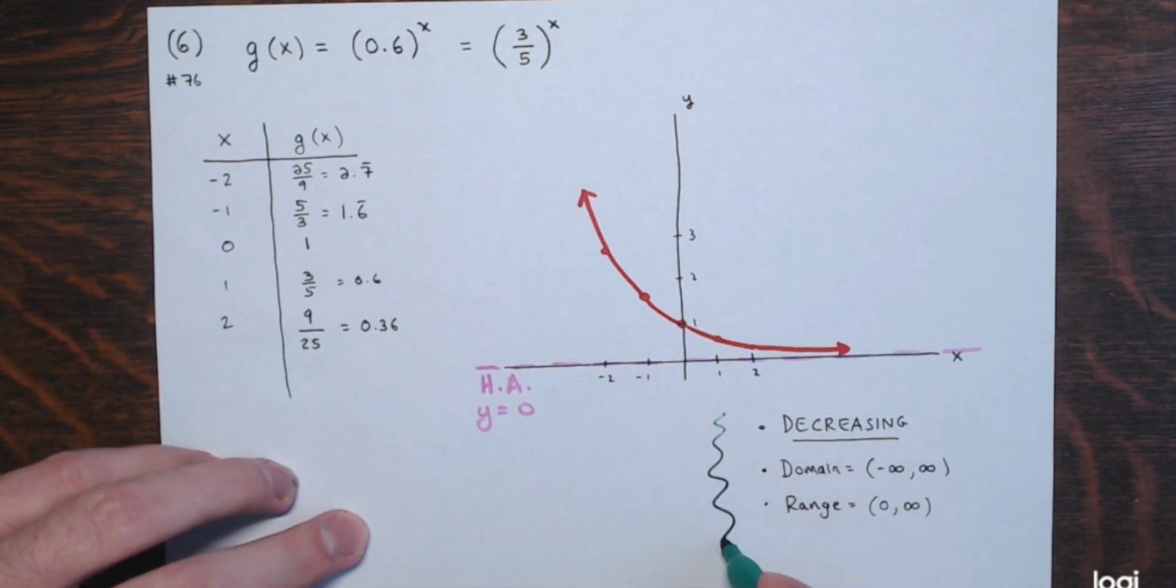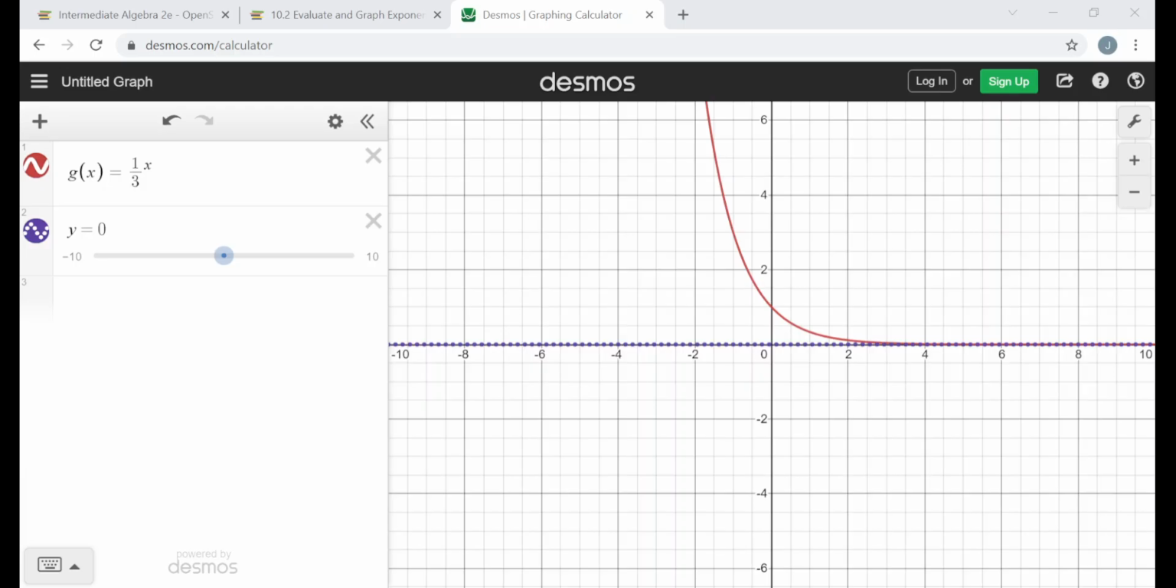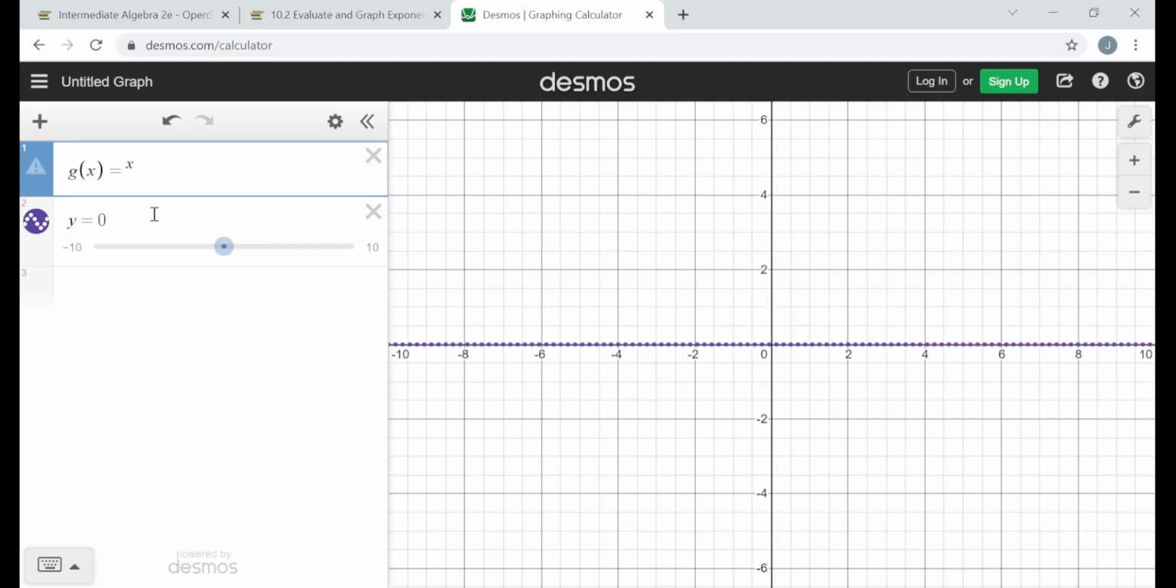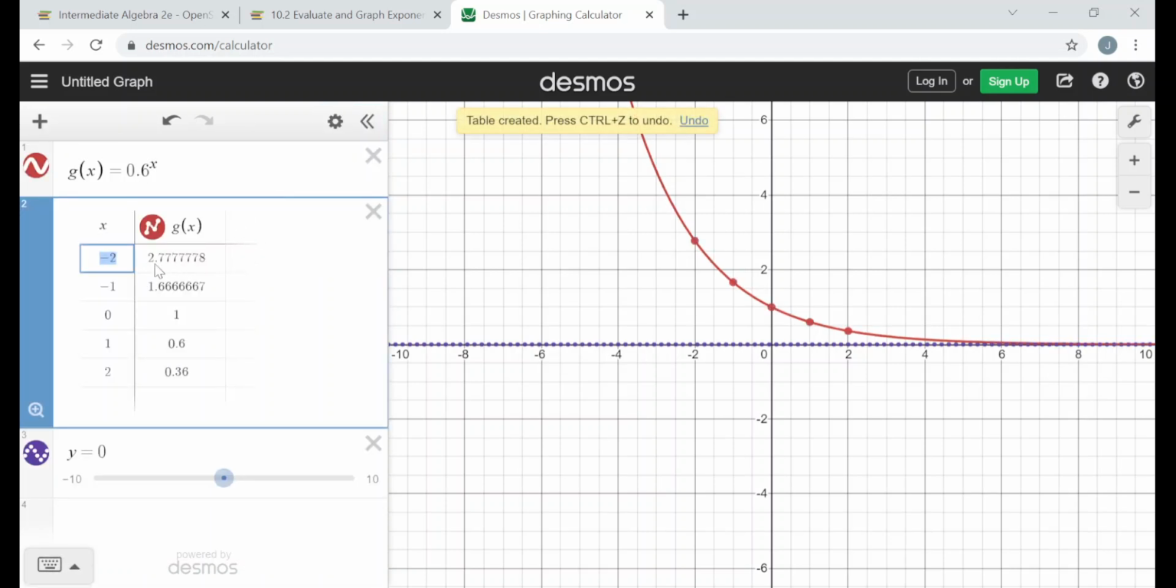Okay, so after seeing, I'll go to Desmos real quick, put this in. So here we had 1/3 to the x. How about I get rid of that and make it 0.6 to the x. And again, you're seeing the same stuff. And I can make a table for that. I put a table in. And you're seeing 2.7 repeating for when x is -2. When x is -1, it's 1 2/3. 0, 1, 1.6, 2.36.